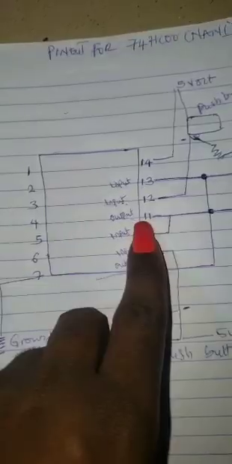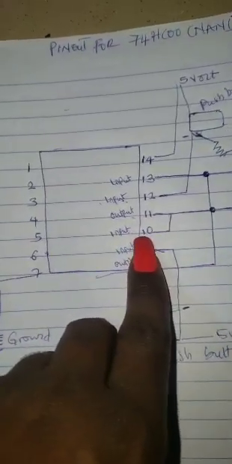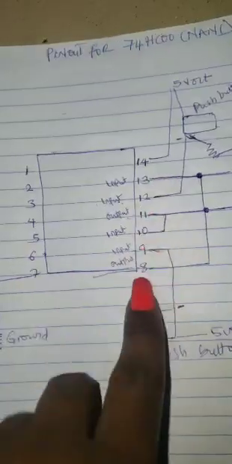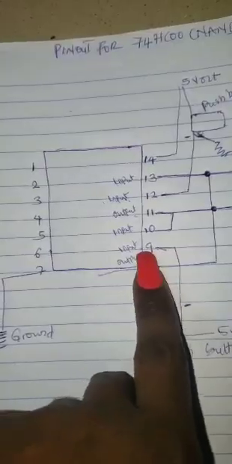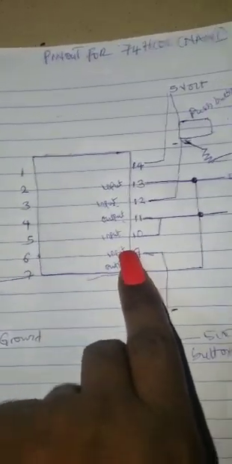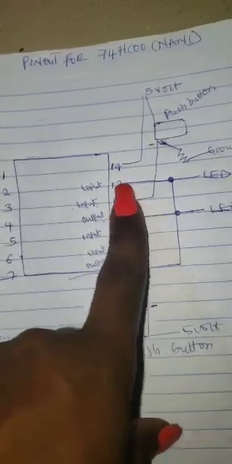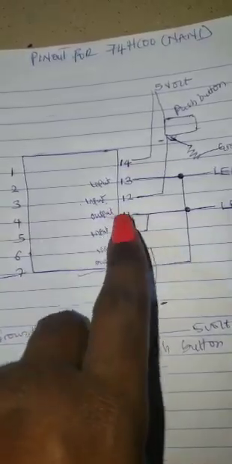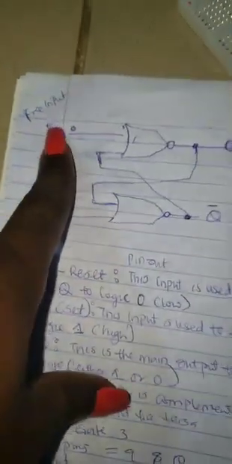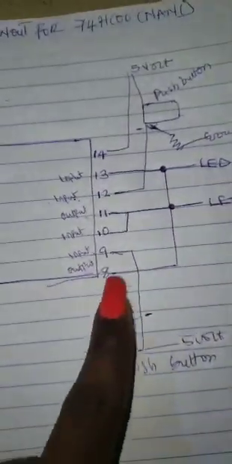We have connected 11 to 10, and then 13 to 8, which is the output. And then we're left with the free inputs, inputs 9 and 12. They are more like the set and the reset. That's why they are connected to the push buttons. So pin 9 is connected to this push button. That's basically the pinout.